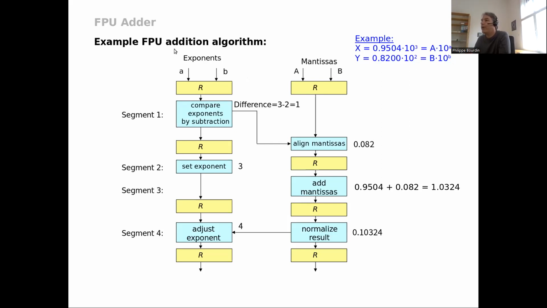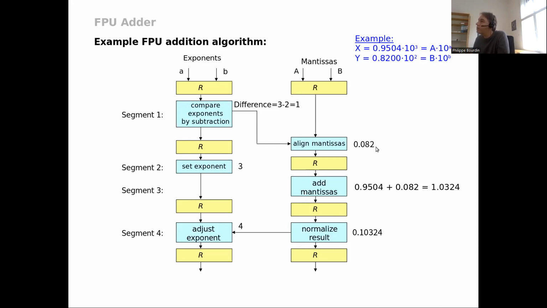Then if you want to add these two numbers, you put in the exponents here on this float chain, and you put the mantissas on here. First step, you compare the exponents by subtraction. In this case, you take 3 minus 2, and that gives you a 1, right? So there is a difference. That means the first step is to align the mantissas. You convert the second number to have the same exponent as the first number. And that means you convert from 0.082 to 0.0082, and then times 10 to the power of 3. So that's the same number, but with a different exponent.